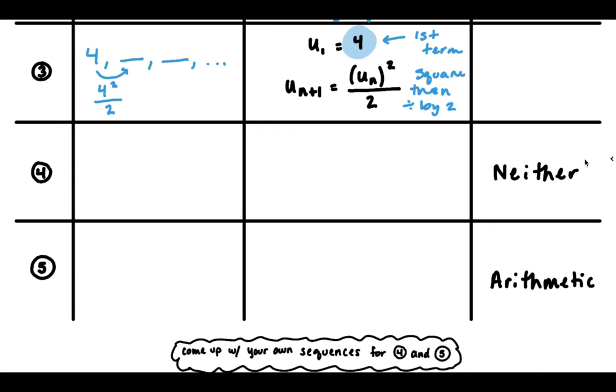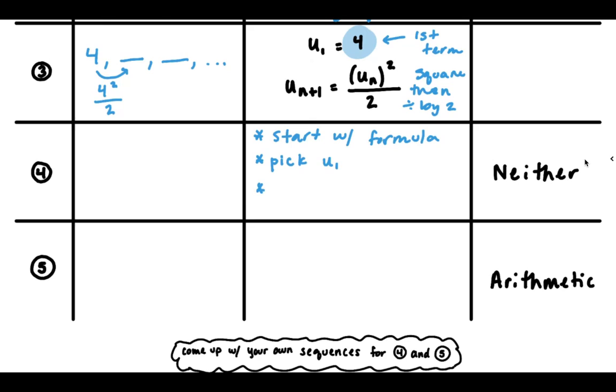Okay, for the last 2, you're making up your own sequences and formulas. If you're getting stuck, especially with the neither one, I would recommend starting with the formula. Make up your formula and then use what you know about formulas to write the sequence that goes with it. To write your formula, you can just pick your first term. It can be anything you want, and then write your rule.